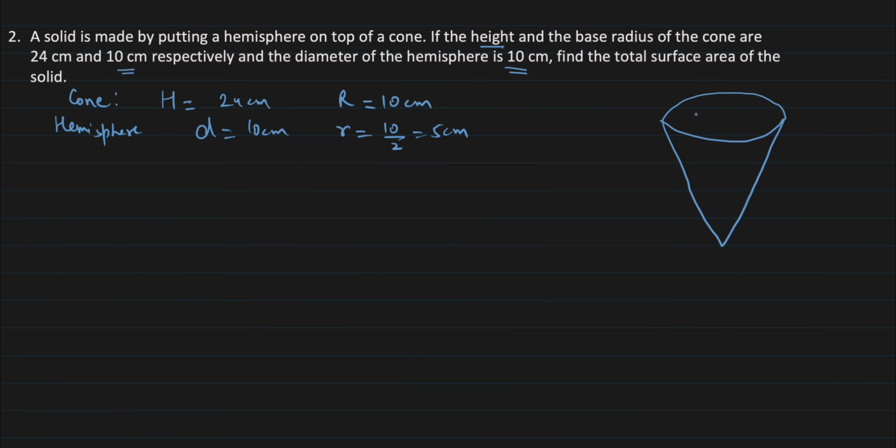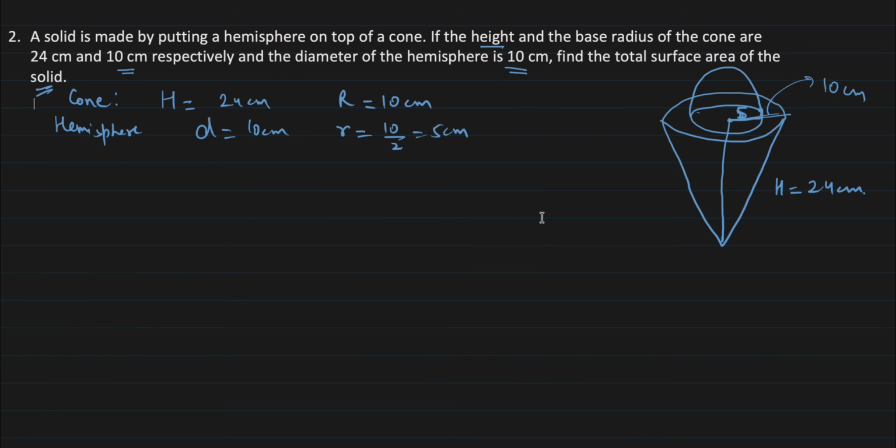So what we'll do is draw a hemisphere on top of it, which is a little smaller than that. I hope it's clear. So the radius of this hemisphere is 5 cm and the radius of the cone is 10 cm. The height of the cone is 24 centimeters. So you need to calculate the total surface area of the solid.